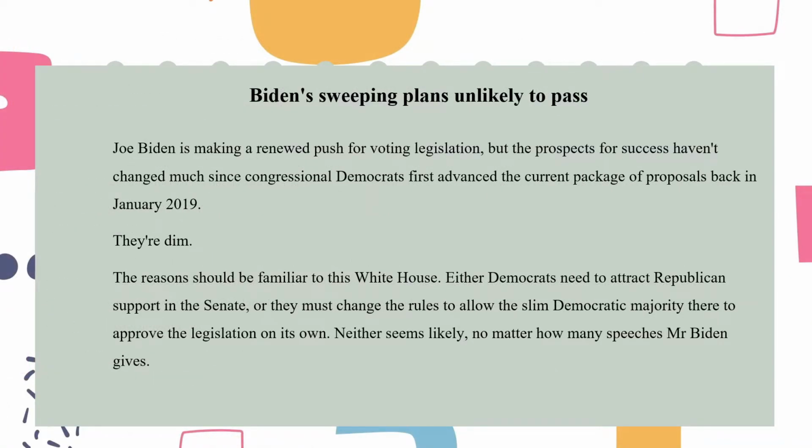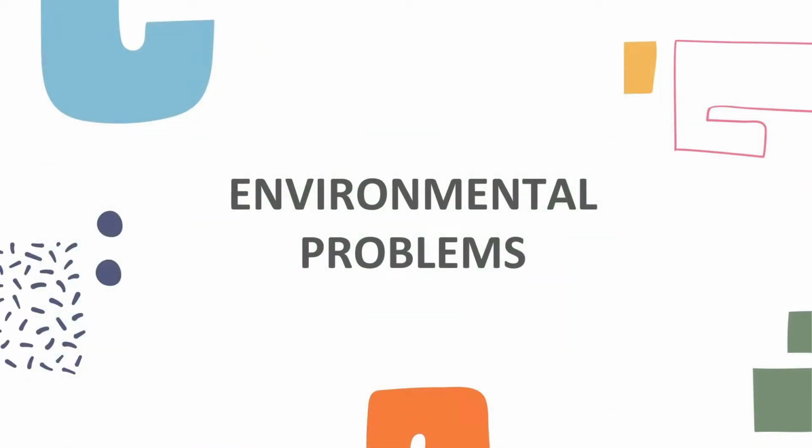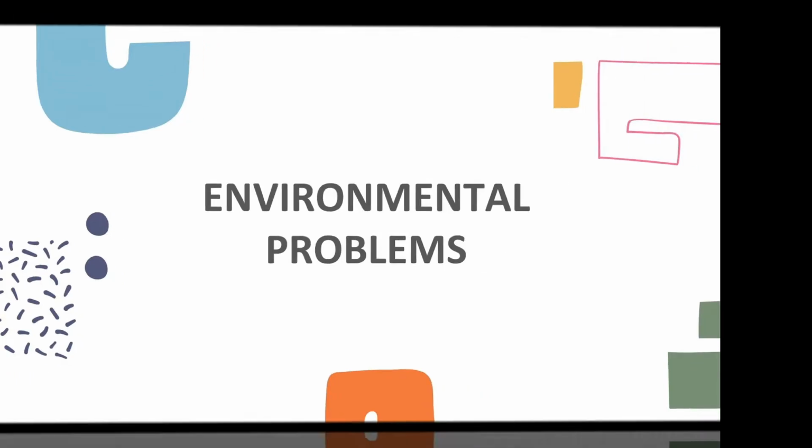And Biden's sweeping plans are unlikely to pass. Joe Biden is making a renewed push for voting legislation, but the prospects for success haven't changed much since congressional Democrats first advanced the current package of proposals back in January 2019. They are dim, and the reason should be familiar to this White House. Either Democrats need to attract Republican support in the Senate, or they must change the rules to allow the slim Democratic majority there to approve the legislation on its own. Neither seems likely, no matter how many speeches Mr. Biden gives.